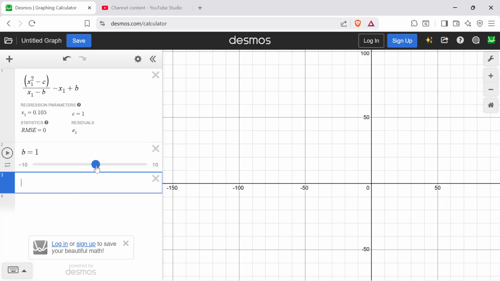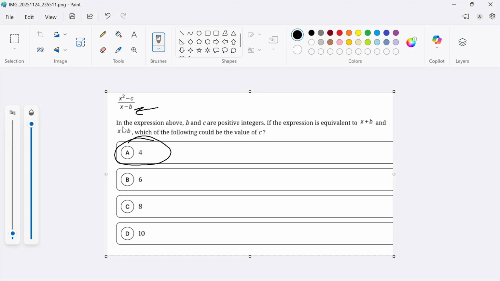I'll show it again. When b is 2, c is 4, one of the answer choices. No other integer value of b gives any of the answer choices. So the answer is 4, A.